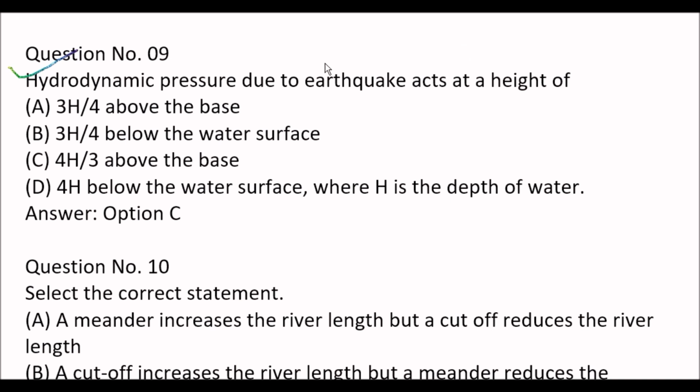Hydrodynamic pressure due to earthquake acts at a height of option A, 3H by 4 above the base. Option B, 3H by 4 below the water surface. Option C, 4H by 3 above the base. Option D, 4H below the water surface, where H is the depth of water. Right answer is option C, 4H by 3 above the base.